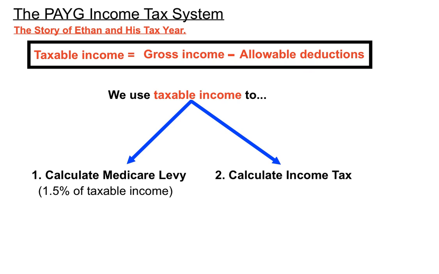And the other thing we use taxable income for at tax time is to calculate the income tax that we're supposed to pay. And we do that by applying that taxable income number to a tax table that will be provided for you.